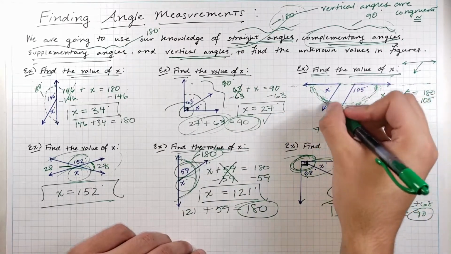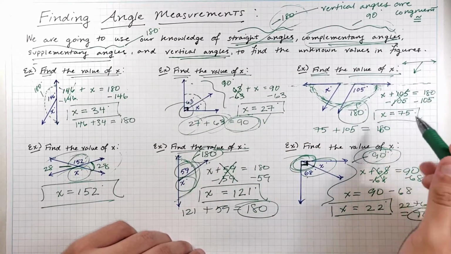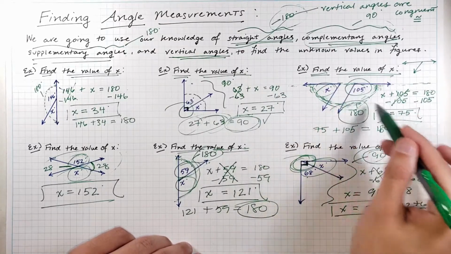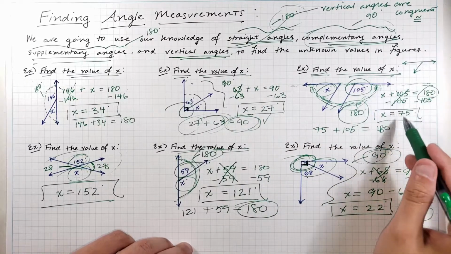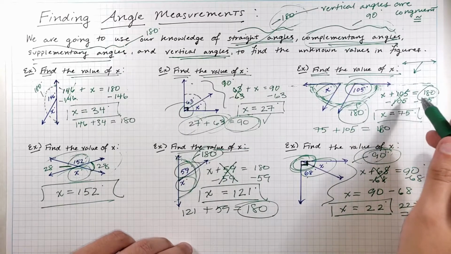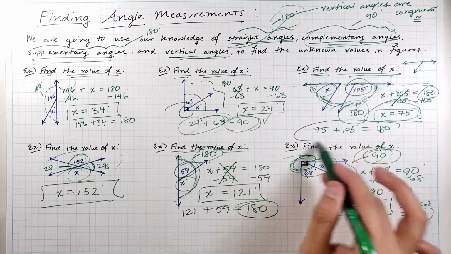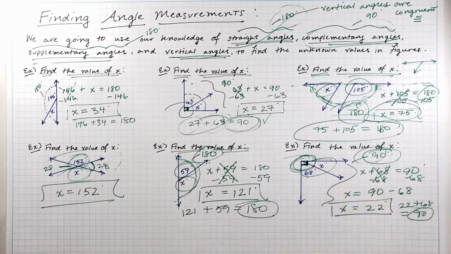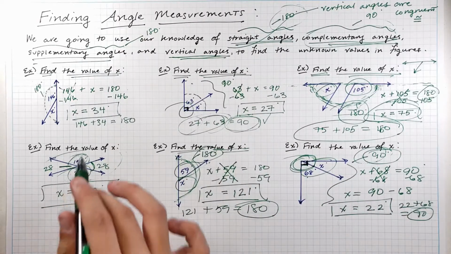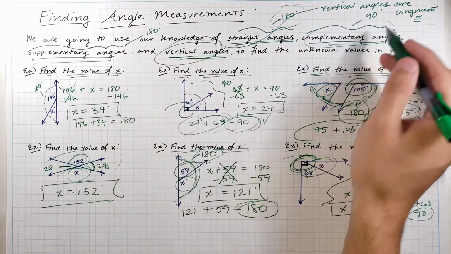We drew this arc here, and we got 180 degrees. So we know that this one plus this one had to equal 180, and so we did that. And we got x plus 105 equals 180. We did all that, and we got x equals 75, and we checked it to double check our answer, and we got 180.